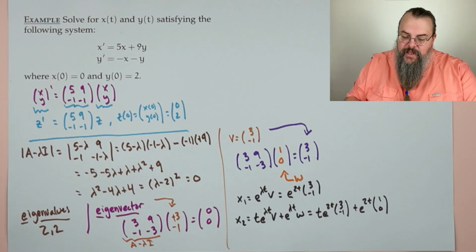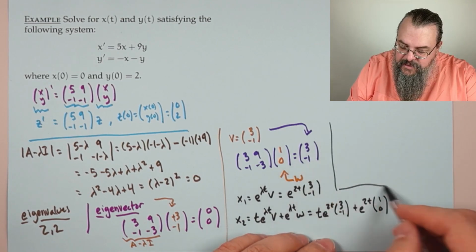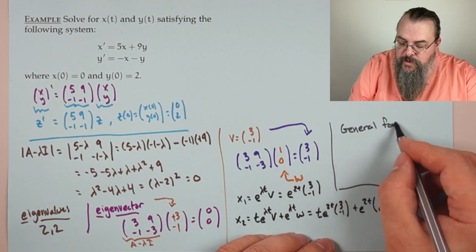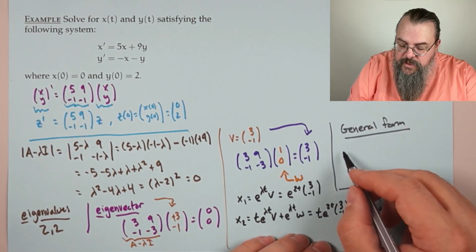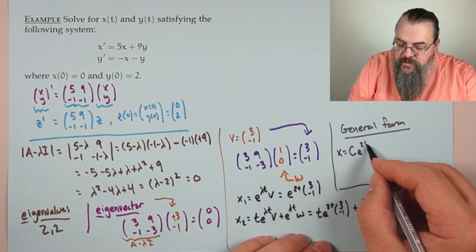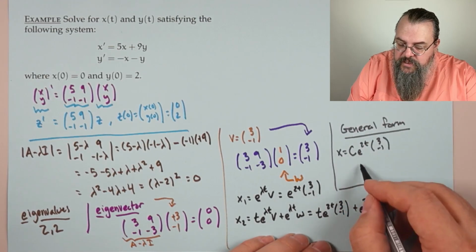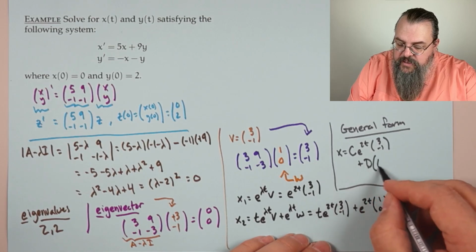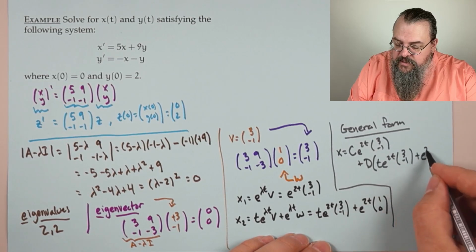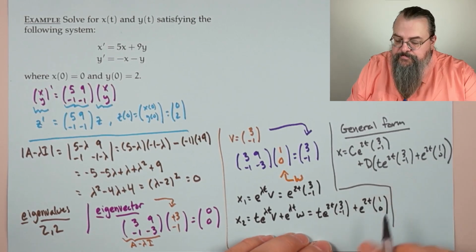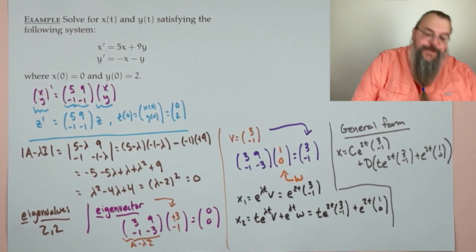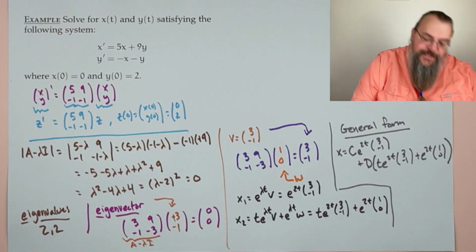Okay, so here we go. Our general form will look like the following. Namely, we're going to have x is some constant c, e to the 2t times (3, -1), plus some constant d, t e to the 2t times (3, -1), plus e to the 2t (1, 0). Okay, good. Are we done? No. Why not? Initial conditions.